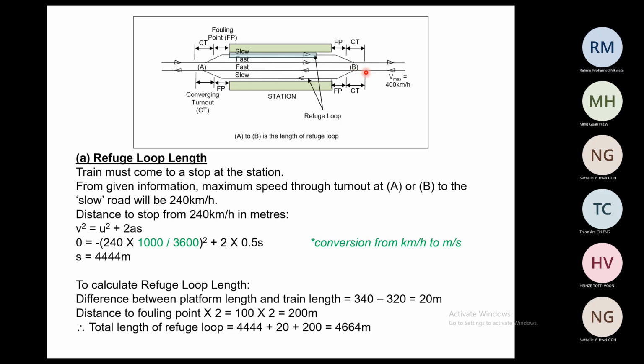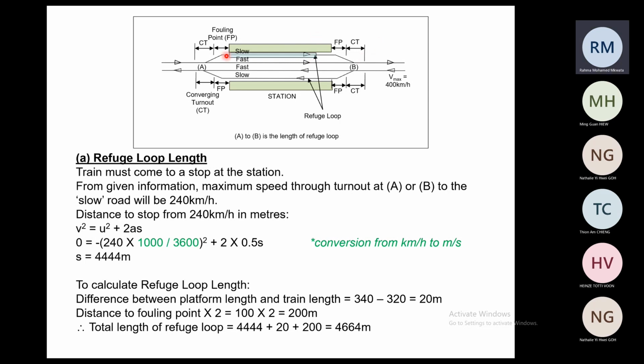We have already introduced the turnouts. This one is the entry turnout, the diverging turnout, and this one is the converging turnout if you move in this direction. And then you have this station. The station length has been given as 340 meters. Also, this is another station. When the train comes along, it will stop at the station, and the train itself is just 320 meters.